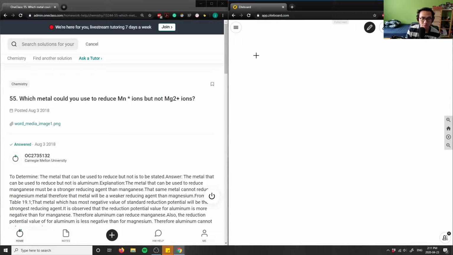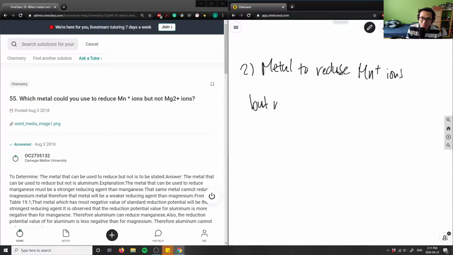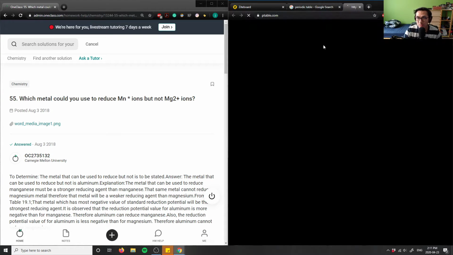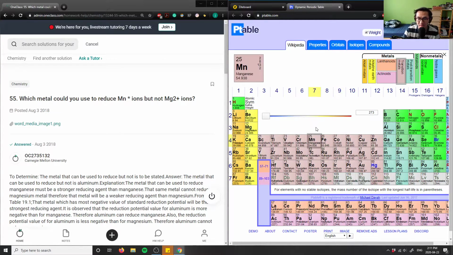Number 2: which metal could you use to reduce Mn ions but not magnesium 2+ ions? I'm guessing it's positive Mn ions, but not magnesium 2+ ions. So this is talking about the concept of reduction, right? Let me bring out a periodic table for you as well, so we can look at these guys. We have manganese, which is 25, and magnesium is 12, right?